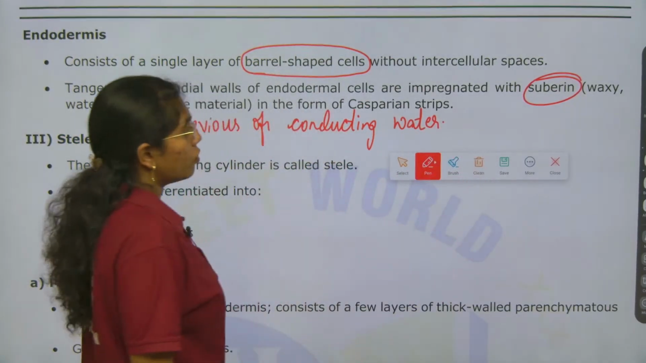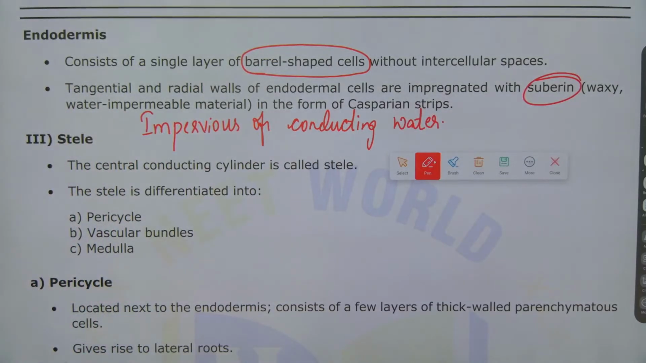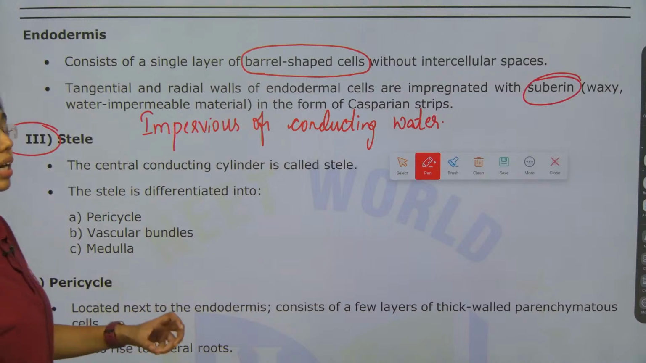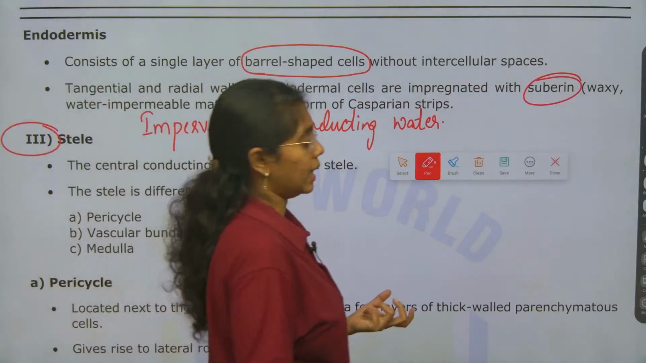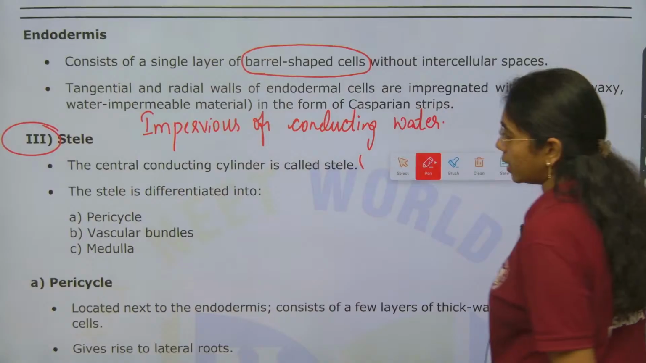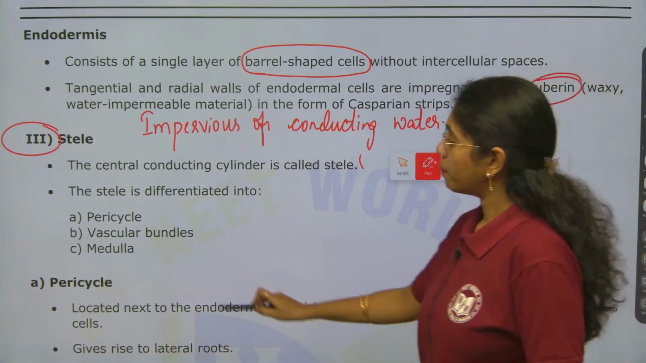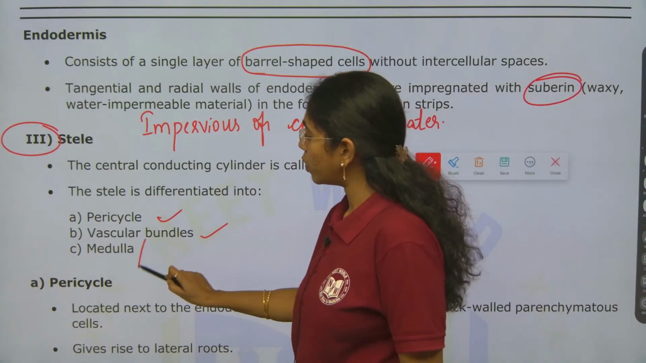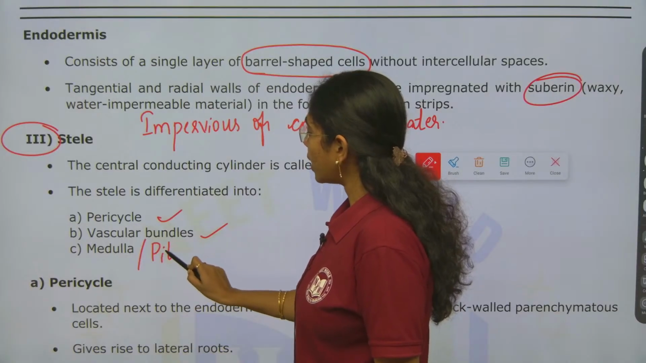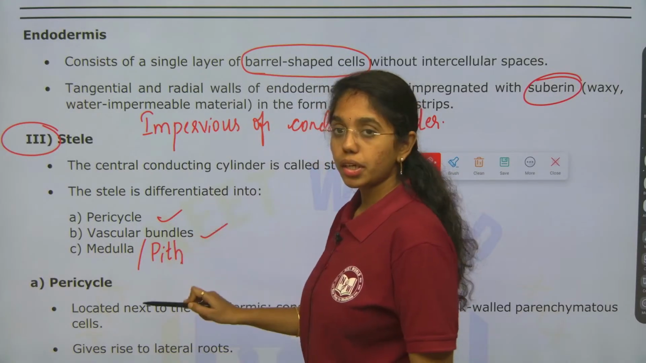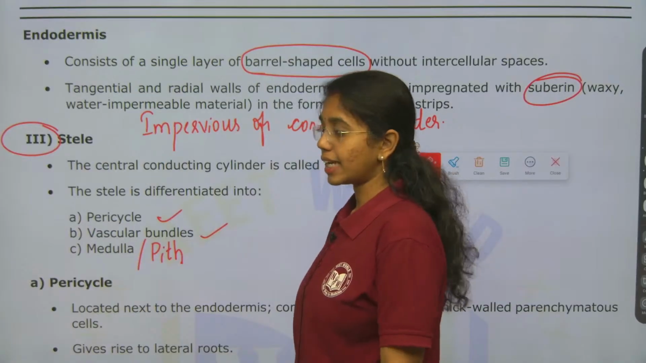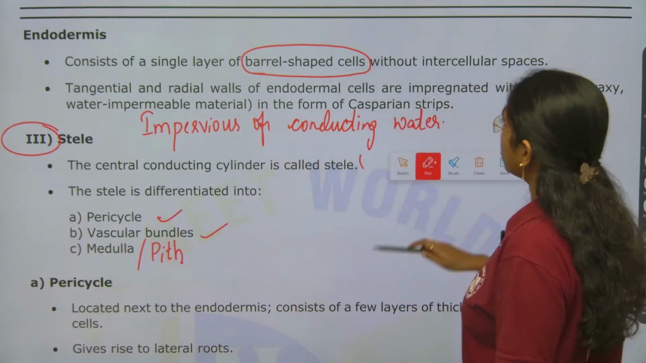Fine, right, in the form of Casparian stripes. And third is what? Stellar region. The central conducting cylinder is called the stele. Okay, central conducting cylinder. Stele includes pericycle, vascular bundles, medulla or pith. You can write: stele is differentiated into, or stele includes, pericycle, vascular bundles and pith or medulla.